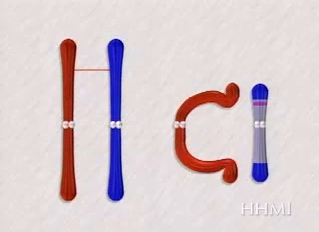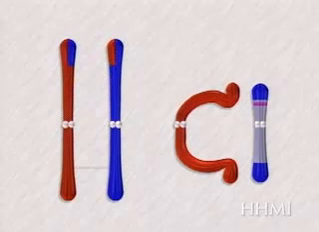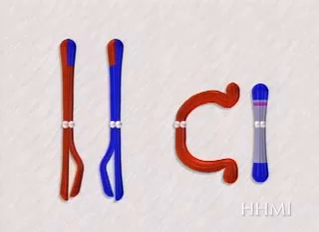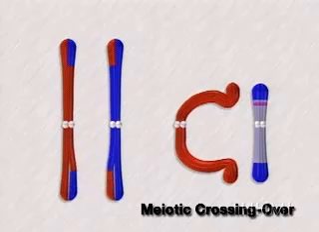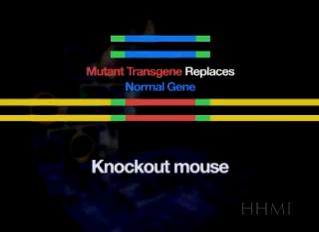This method exploits a phenomenon called homologous recombination, where two homologous sequences of DNA can recombine, much like in a meiotic crossing over. A mutant transgene is created with flanking sequences that are identical to the DNA surrounding the normal target gene, and the transgene replaces the normal gene. If the mutant gene is disabled, the resulting transgenic mouse is called a knockout mouse.